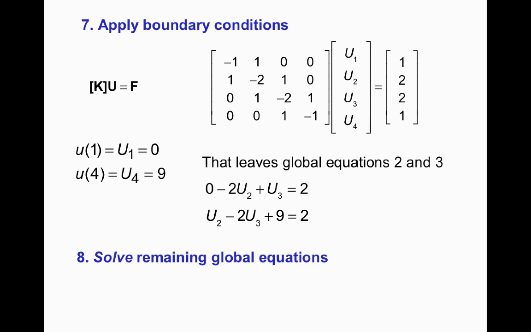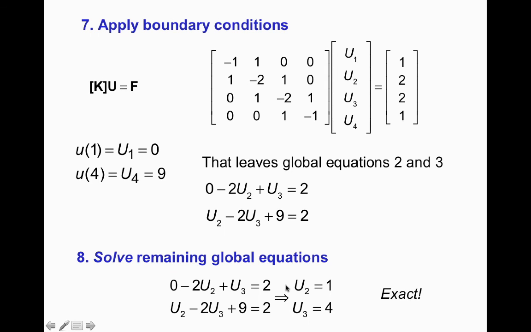So if we now solve these two equations, we'll see that U2 is equal to 1 and U3 is equal to 4. So if we check that, minus 2 times 1 is minus 2, plus 4 is equal to 2. And 1 minus 2 times 4 is minus 7, plus 9 is equal to 2. So these are the correct solutions, U2 equals 1 and U3 equals 4, which turns out to be exactly the right solutions for our original quadratic equation.